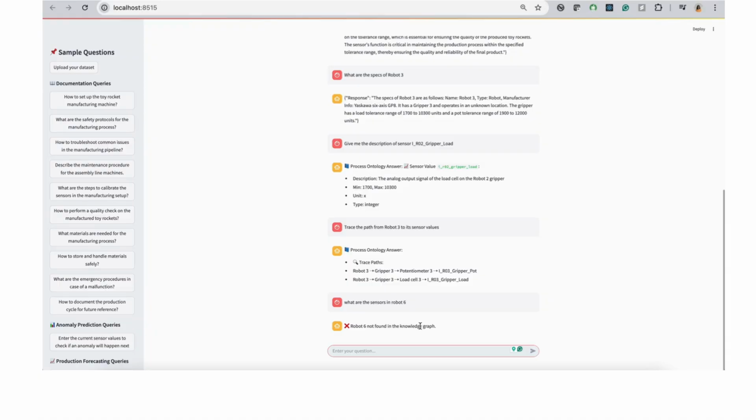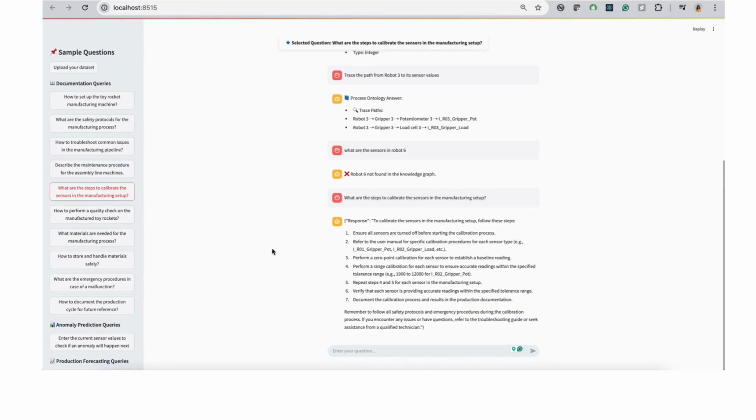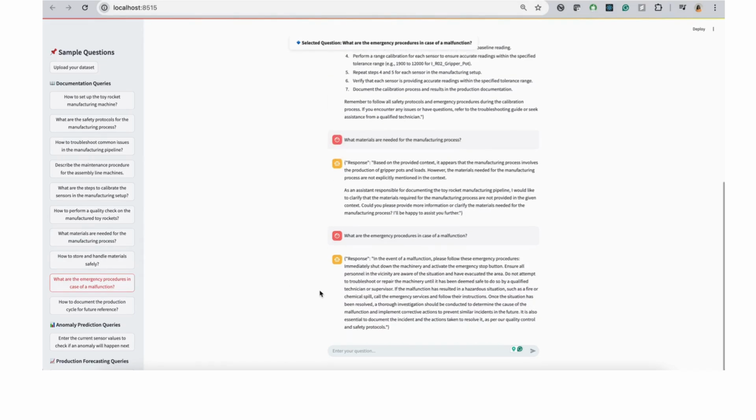It also handles maintenance, calibration, and compliance queries from sensor calibration and machine upkeep to safety protocols, material handling, quality checks, and documenting production cycles, all answered interactively through InfoGuide.